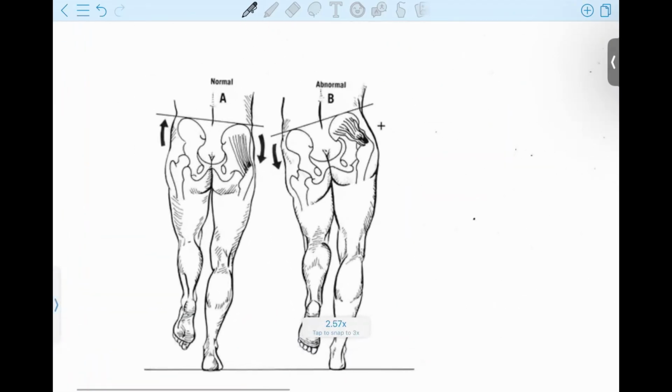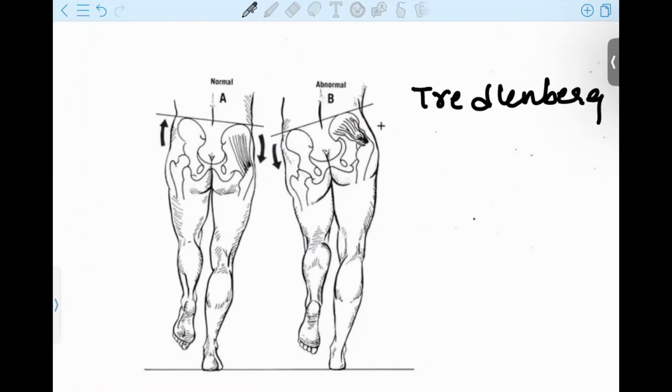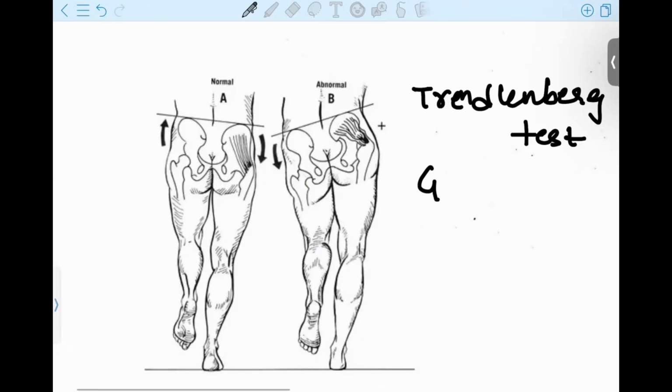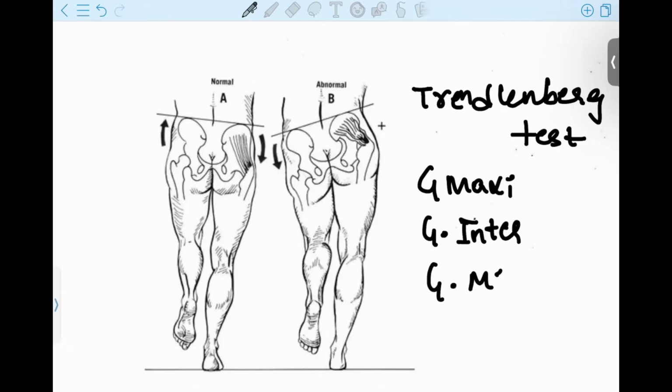By looking at this picture only, you have to remember this is the Trendelenburg test. Okay, this is your Trendelenburg test. What is the significance of the Trendelenburg test, guys? We have three muscles in the gluteal muscles. What are those muscles? One is your gluteus maximus, another is your gluteus medius, and the last one is your gluteus minimus.